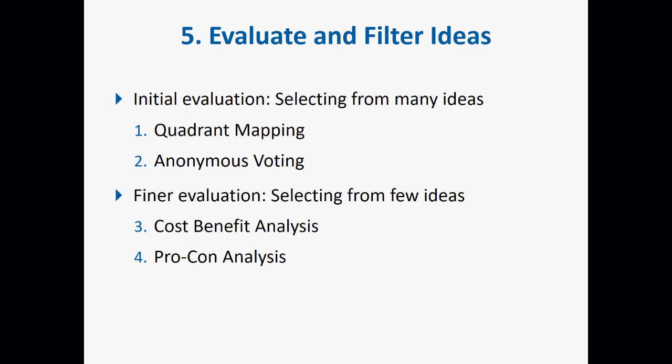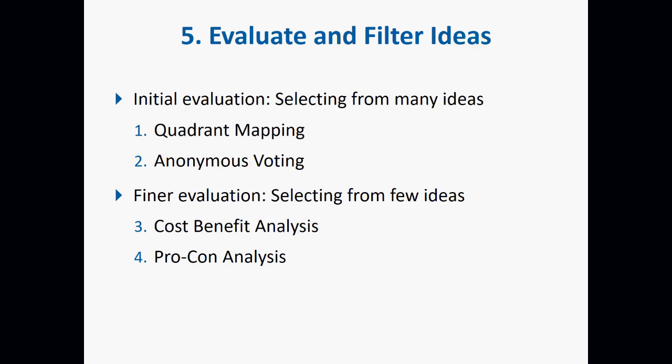Quadrant mapping is a technique where, imagine, there are two axes. One axis is called effectiveness of the solution, to what extent it will solve your problem. The other axis is feasibility, is the solution really feasible, and rate every idea on these two axes. And then those ideas that are rated high on both effectiveness and feasibility are the ideas probably that are chosen for final evaluation or for prototypes.